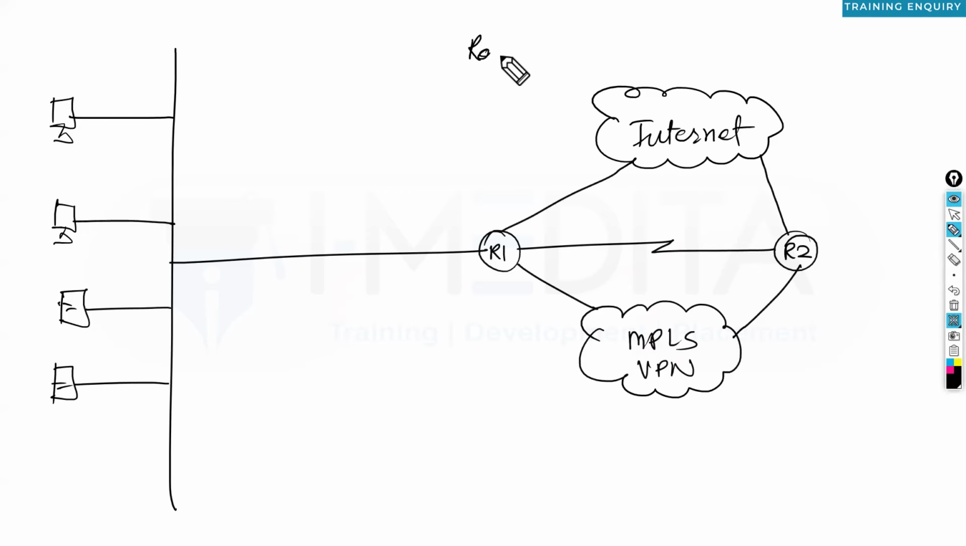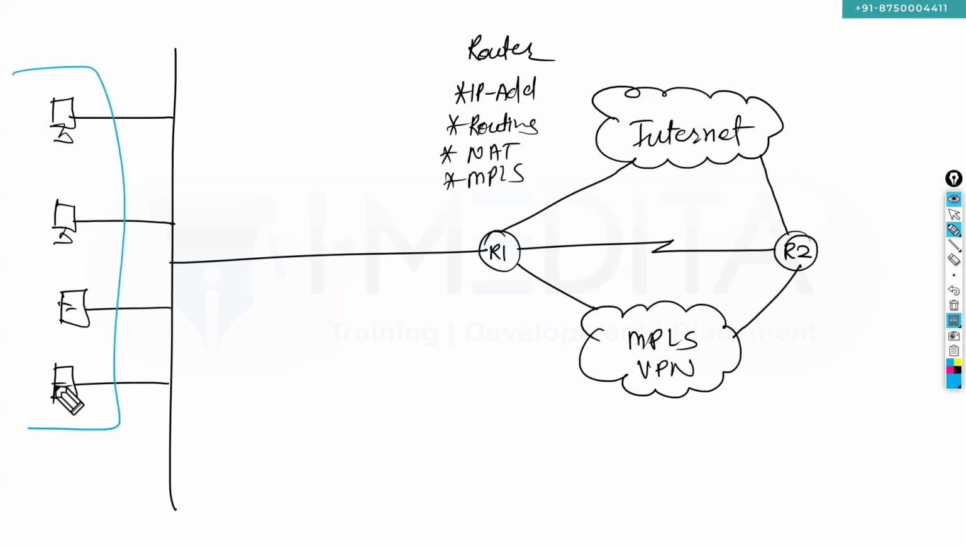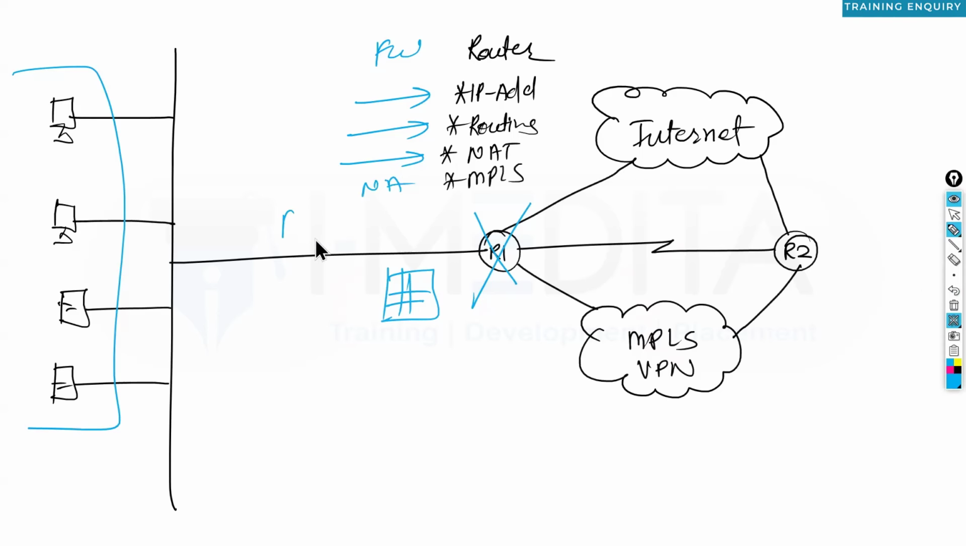Now we have connected a router. At the router, we will do IP addressing, routing, and NAT. We will configure MPLS, etc. Now we want to secure our network. To secure our network, we need to replace the router with a firewall. When we replace the router with a firewall, we need to configure IP addressing, routing, NAT. Again, MPLS is not applicable. Then we will configure firewall policies. When replacing router with firewall, we need to configure our entire network again.